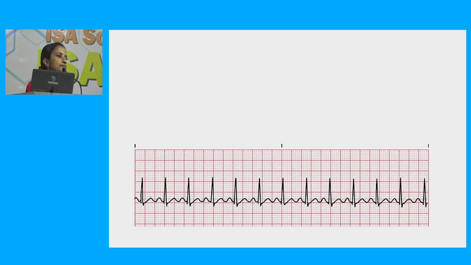So first we will see the tachyarrhythmias. So anyone? Yourself. Don't think I have kept it in an order. You can interpret the ECG.